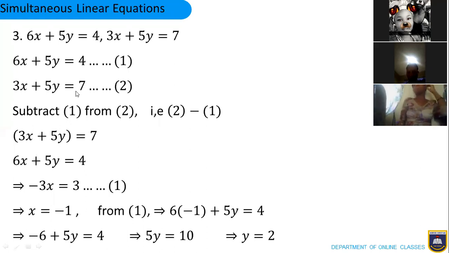Then from there, we are saying that equation 2 minus 1. Someone can choose to do equation 1 minus 2. They are all the same. So 3x minus 6x will give us negative 3x. 5y minus 5y will give us 0. Then 7 minus 4 will give us 3. So that gives us minus 3x is equal to 3. Then we divide through by negative 3, and we're going to get x equal to negative 1.